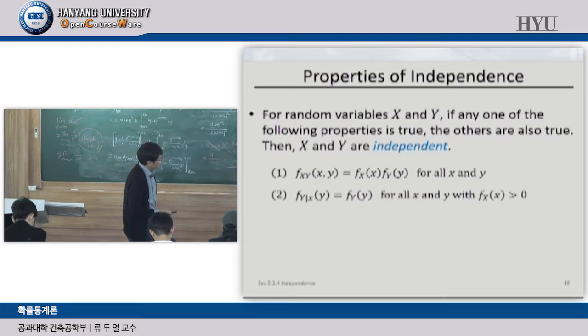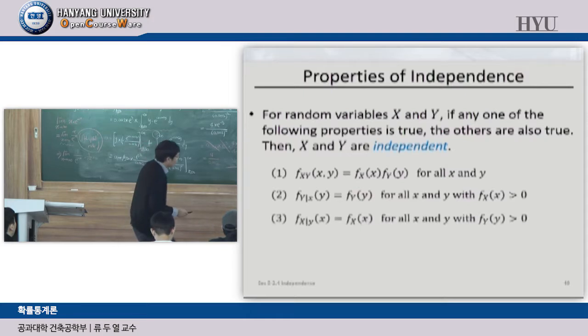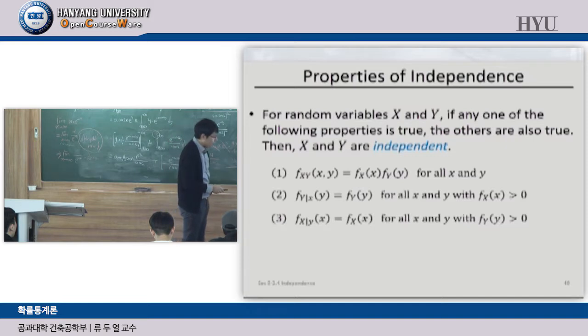But in this case, this equation is equal to the joint probability density function over the marginal probability density function of x, right? So that's why the marginal probability density function of x should be larger than 0, okay? And thirdly, the conditional probability density function of x given y is equal to also the marginal probability density function of x for all x and y, but the marginal probability density function of y should be larger than 0.